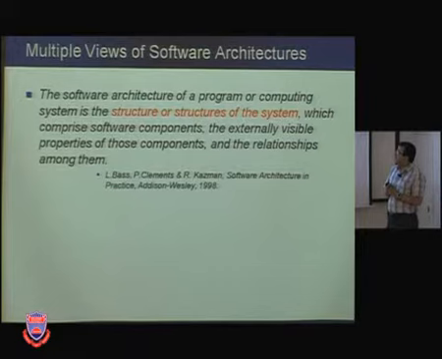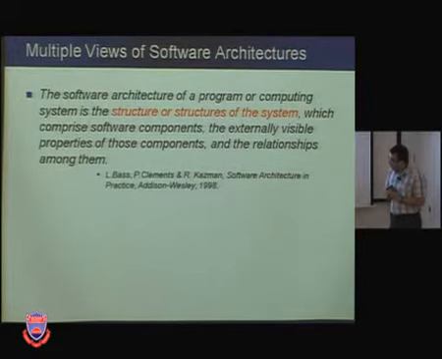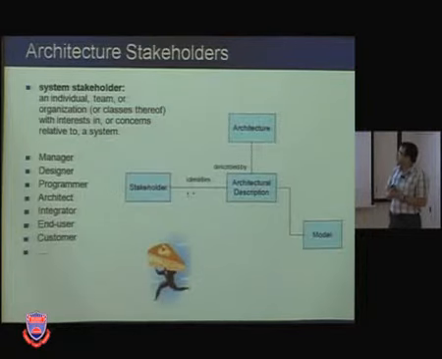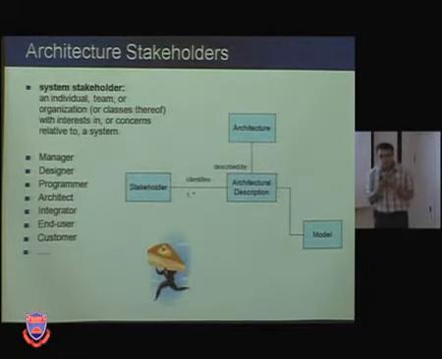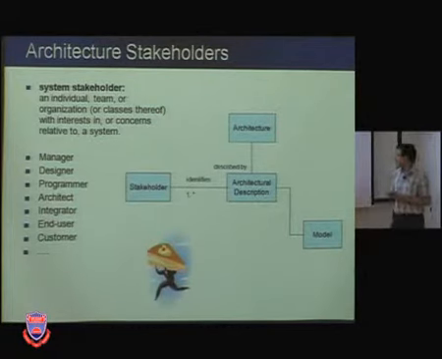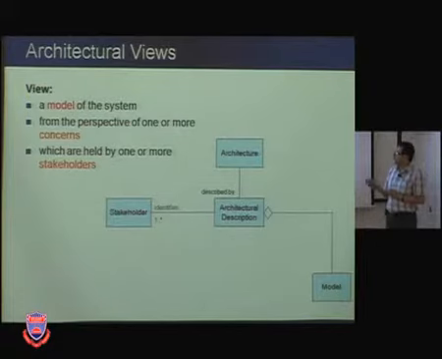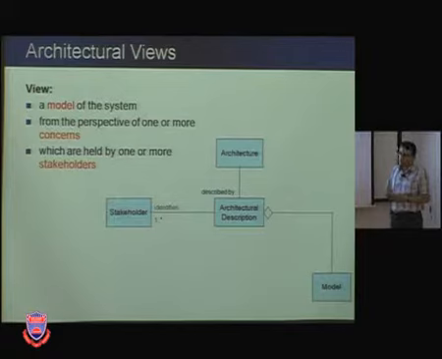We said that we have to define multiple views of the architecture. The reason for that is that we have many stakeholders, which have different concerns. And with respect to the separation of concerns principle, we would like to provide one view for each concern. A view is a model of a system from the perspective of one or more concerns which are held by one or more stakeholders. Okay, that's the summary here.